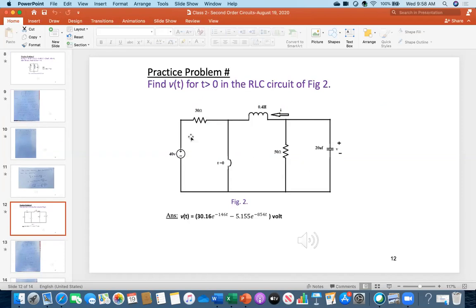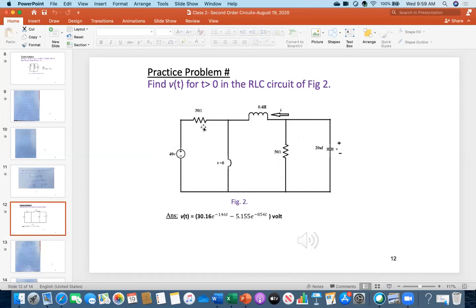That's how you see this circuit initially: it is not a source-free circuit. Initially, everybody see the leftmost component, there is a 40 volt DC source. So with the help of the DC source, you have to find out those two initial conditions. And then other parameters are given.